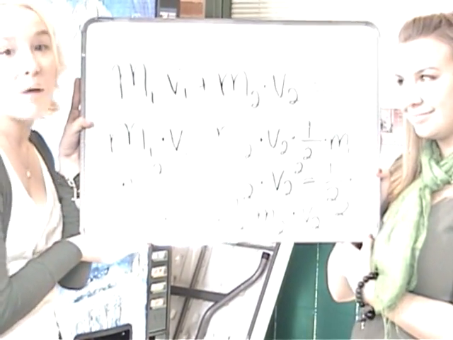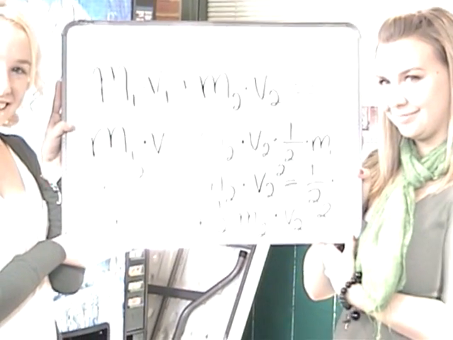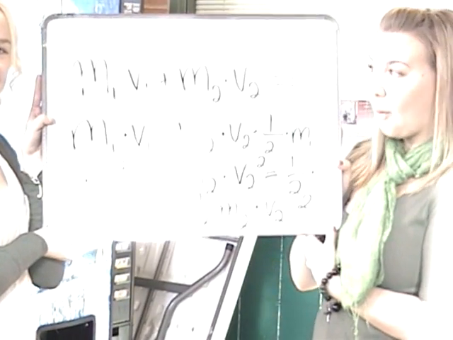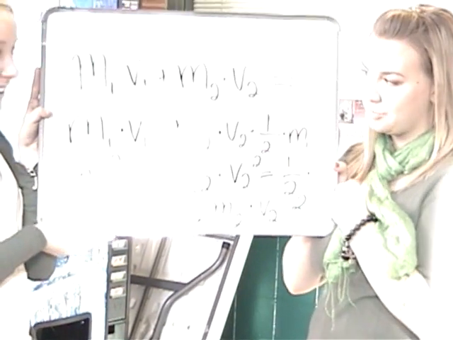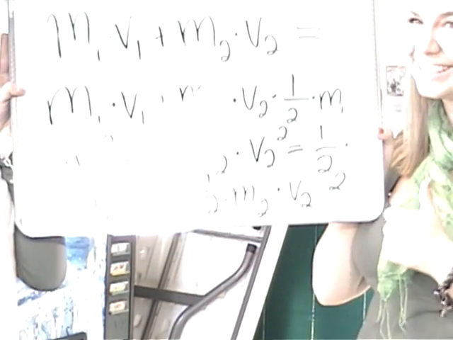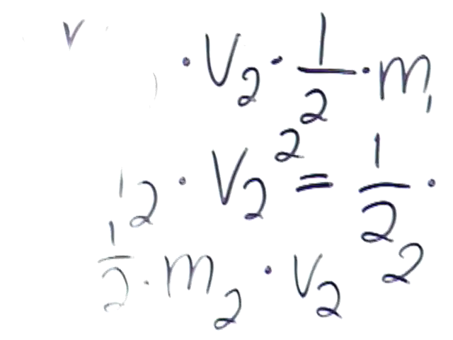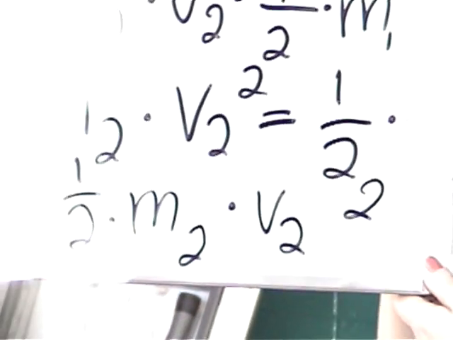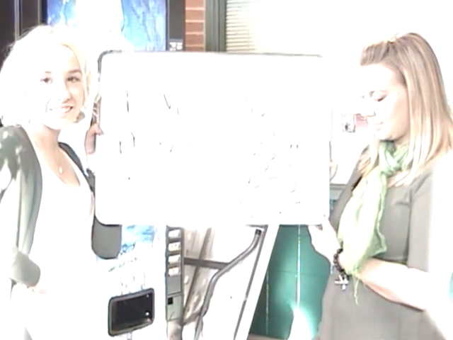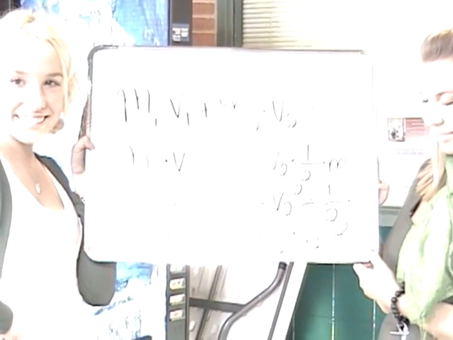That is elastic momentum, the equation. M1 times V1 plus M2 times V2 equals M1 times V1 plus M2 times V2, and 1/2 times M1 times V1 squared plus 1/2 times M2 times V2 squared equals 1/2 times M1 times V1 squared plus 1/2 times M2 times V2 squared.